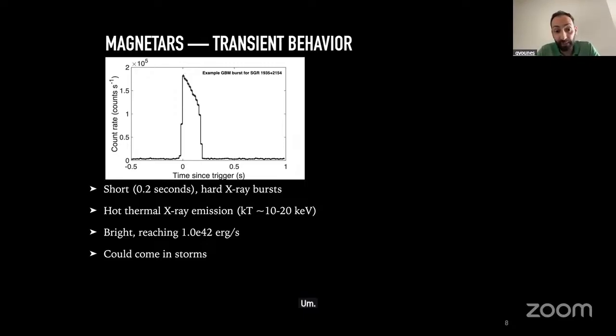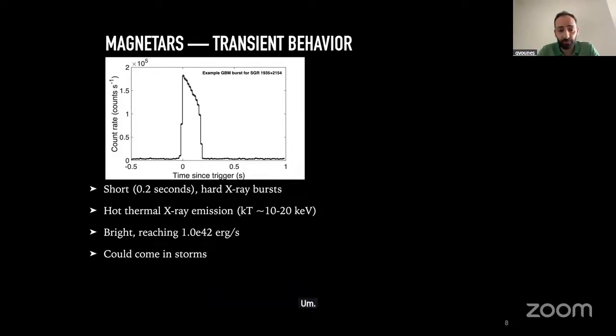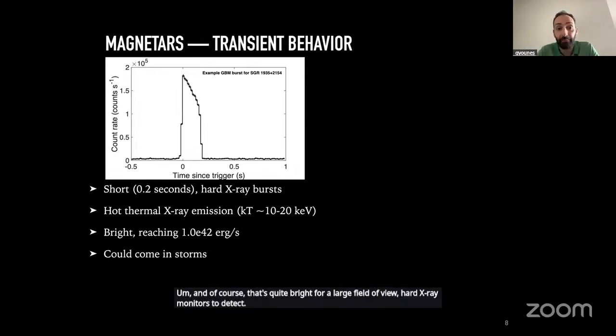And they're bright. They can reach energies of about 10 to the 40 or 10 to the 41 erg. That's quite bright for large field of view hard X-ray monitors to detect, like Swift-BAT and Fermi GBM. And this is how we in fact discover most of the magnetars.